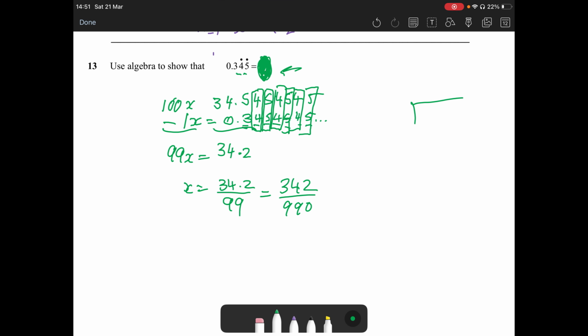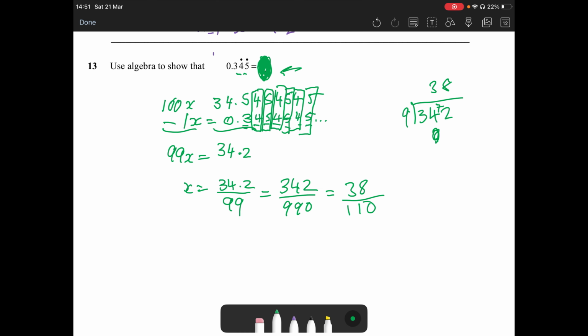So let me simplify. 342 divided by 9 is not nice. So how many 9s go into 34? 27, that would be 3. Remainder 7, because 27 plus 7 is 34. And 9 goes into 72 8 times. So 38 on the top. Divide the bottom by 9. This is a little bit easier. 110. Yeah, dividing the bottom by 9 should be quite straightforward.